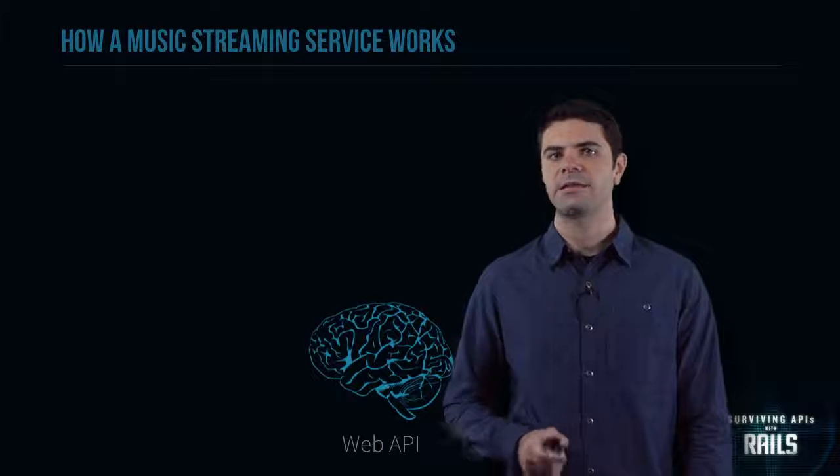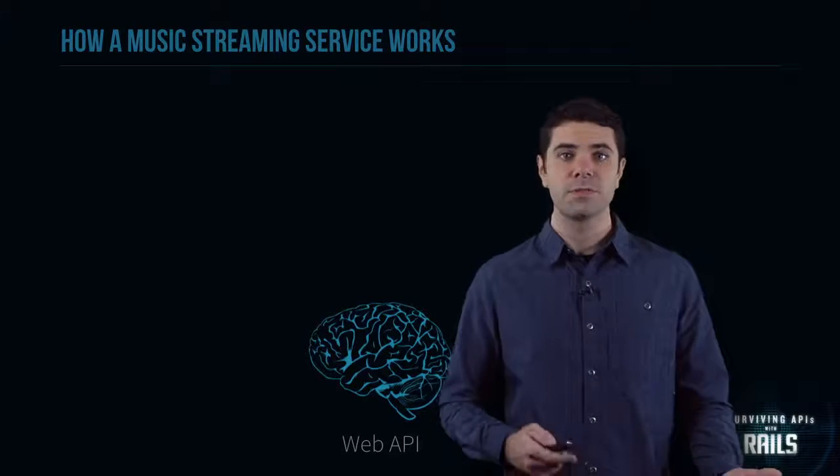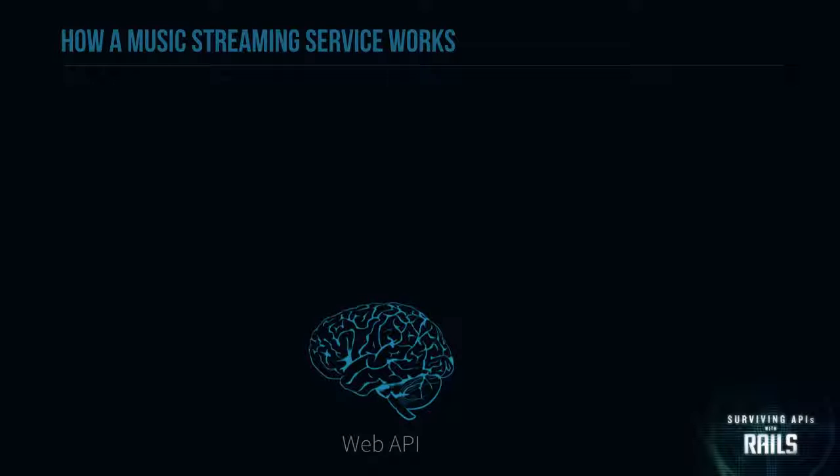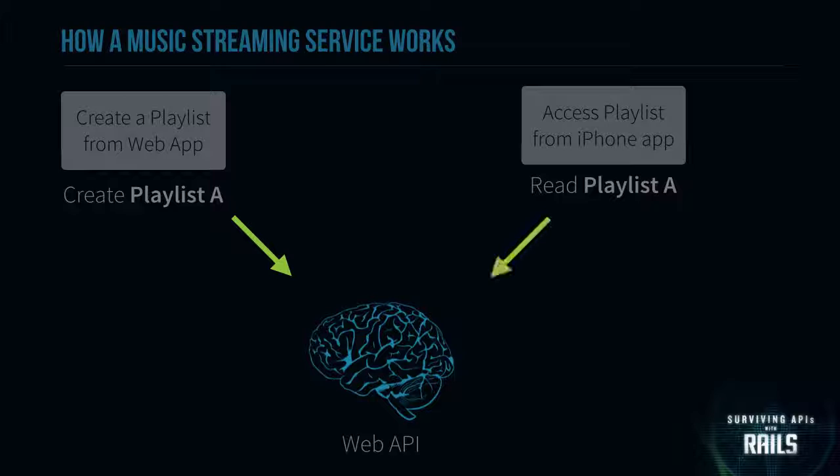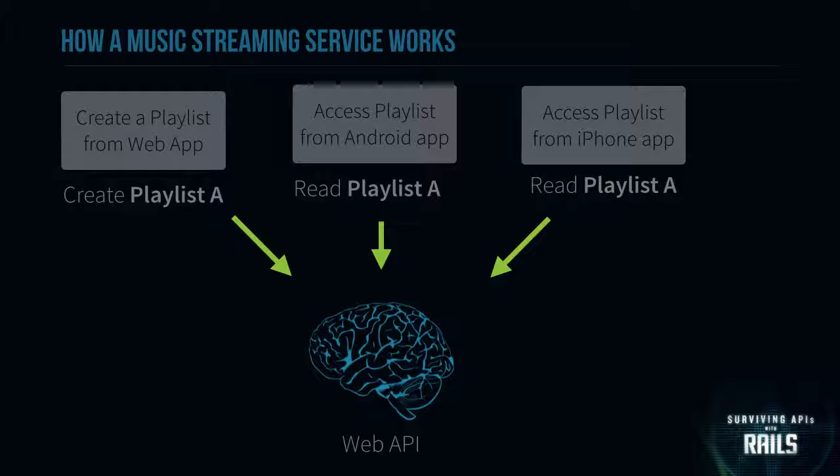Let's take a look at an example application that uses a web API. This is a music streaming service, and it can be accessed from different applications. You can access it through a web browser and, for example, create a playlist, which you can access later from a different application, say a mobile phone. The phone can access that same playlist by reading the web API, which will provide data for all different sorts of applications.